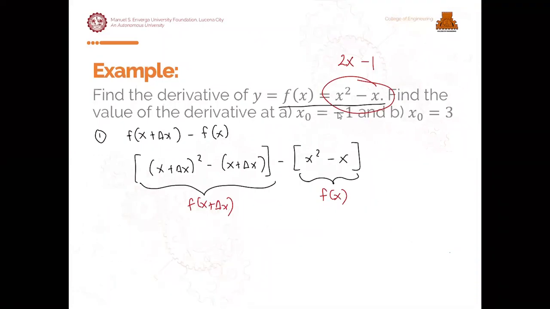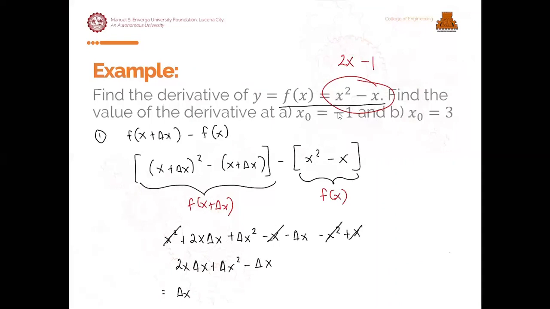Balik tayo dito. So dapat ito ay x squared plus 2 may x dapat. Okay? Delta x plus delta x squared. Okay? So minus x minus delta x minus x squared. Yes, yan. Plus x. Okay? So ang pwede na natin cancel out itong x squared lang, tsaka ito lang, dalawa. Okay? So matitira dito is 2x delta x plus delta x squared minus delta x. Then pwede natin factor out yung delta x. So we have 2x plus delta x minus 1.